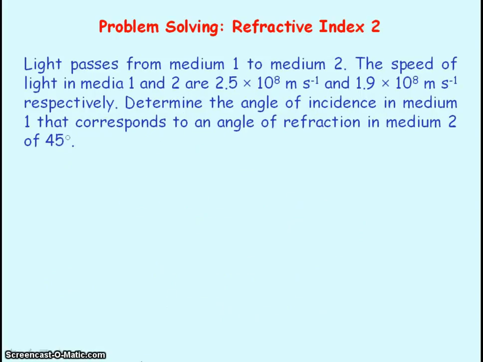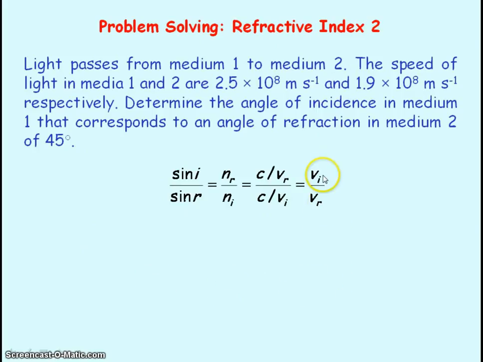In this question, we have the two speeds of light in the two media and the angle of refraction, and we need to find the angle of incidence. So using Snell's law, sine I divided by sine R equals the speed of light in the incident medium divided by the speed of light in the refracted medium. So the incident medium is medium 1 and the refracted medium is medium 2.